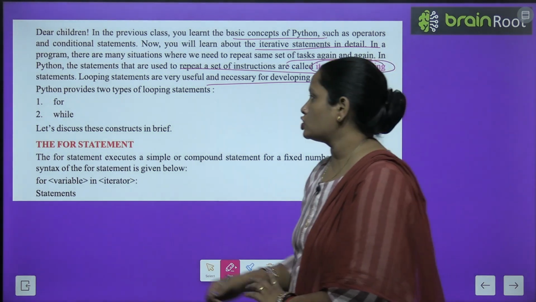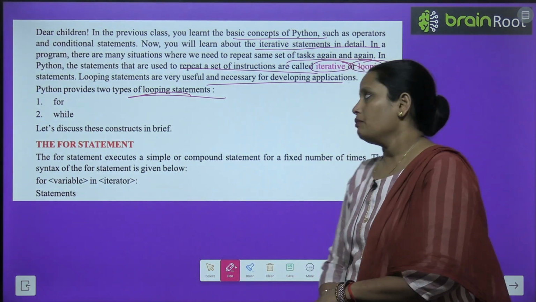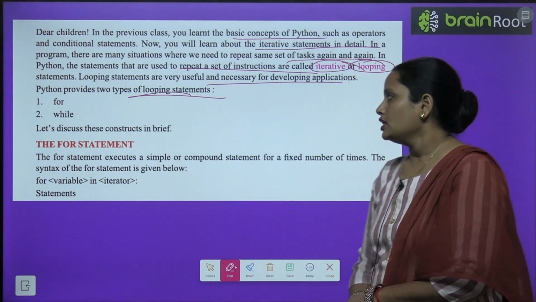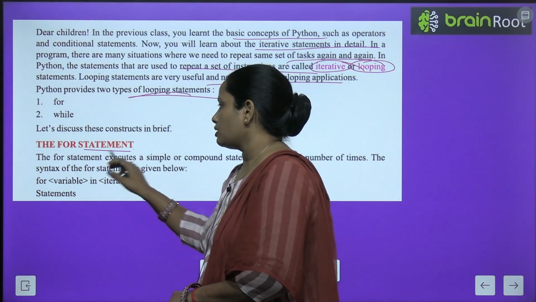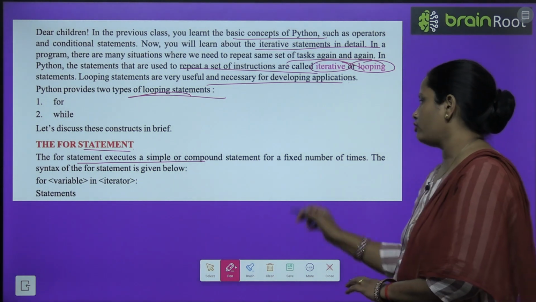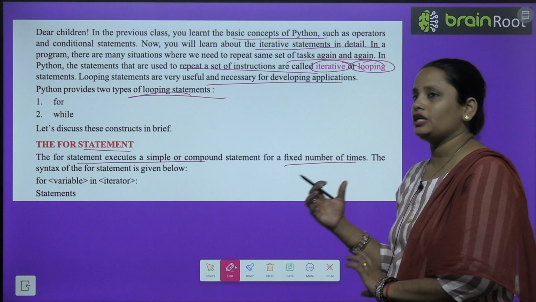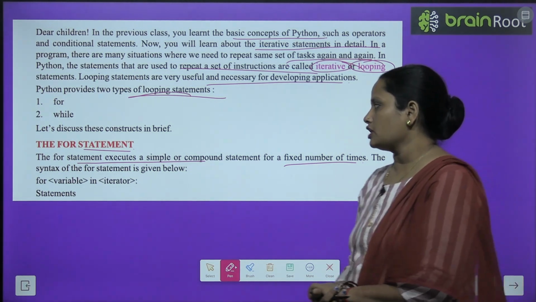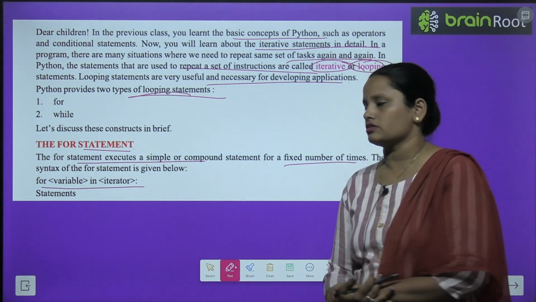So Python provides two types of looping statements. Python हमें दो तरीके का looping statements देता है. पहला है for statement और दूसरा है while statement. Let's discuss these concepts in brief. The for statement executes a simple or compound statement for a fixed number of times. So for statement क्या करता है, किसी भी प्रोग्राम को एक particular number of times तक ही repeat करता है. The syntax for the for statement is given below. ये syntax है for variable in iterators.